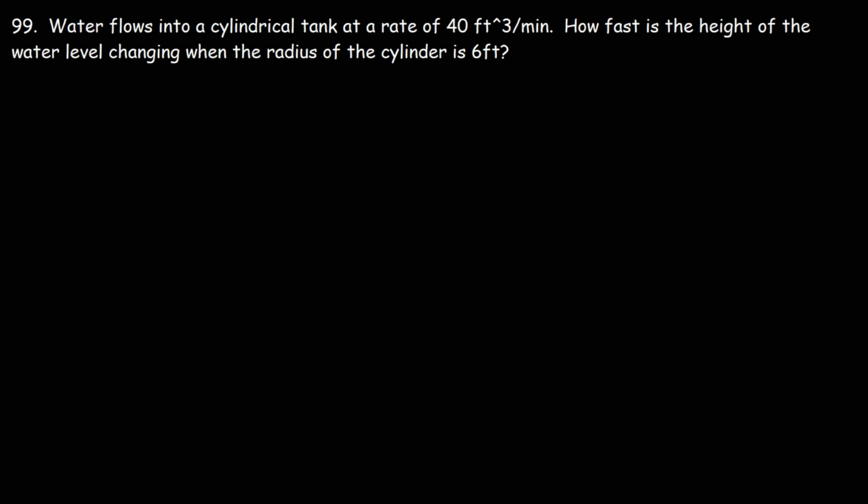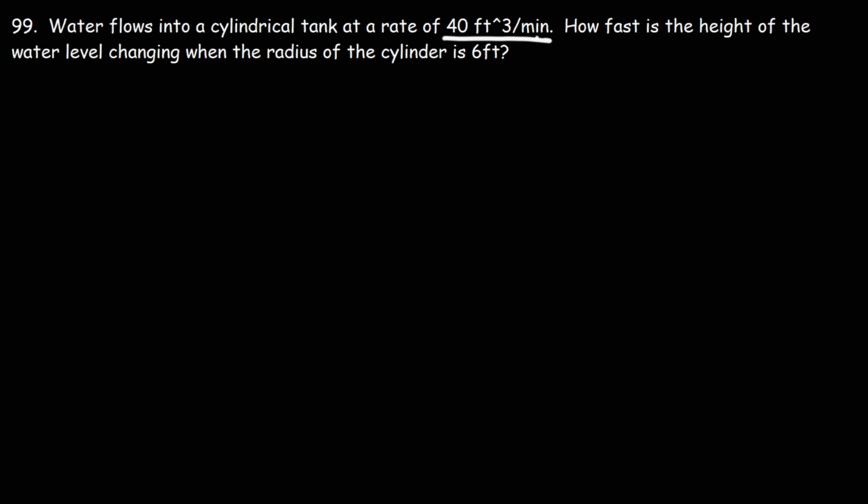Number 99. Water flows into a cylindrical tank at a rate of 40 cubic feet per minute. How fast is the height of the water level changing when the radius of the cylinder is 6 feet? So let's write down what we know.